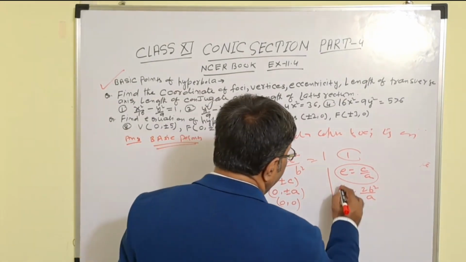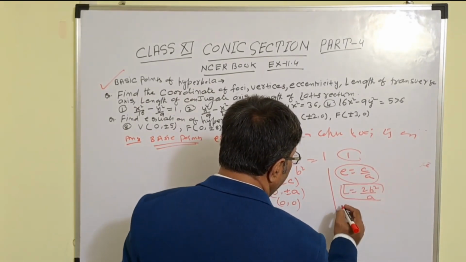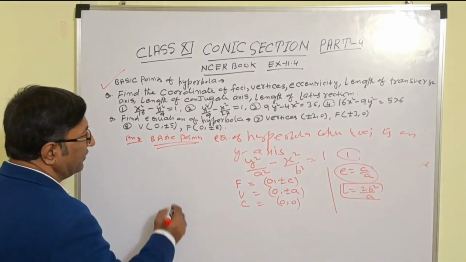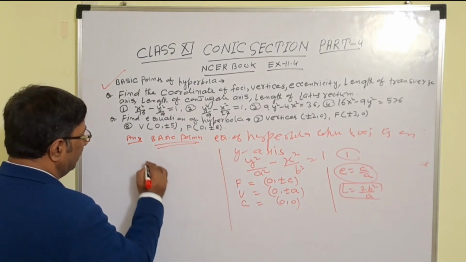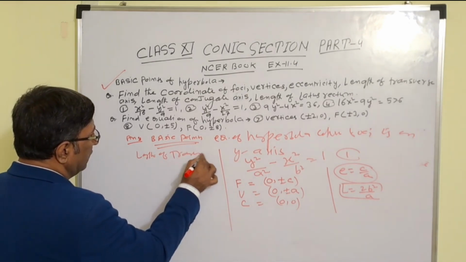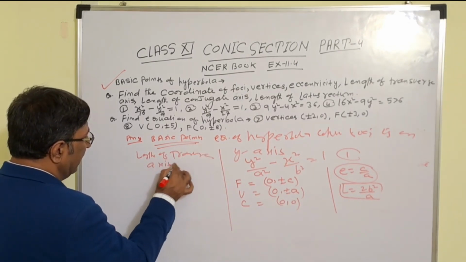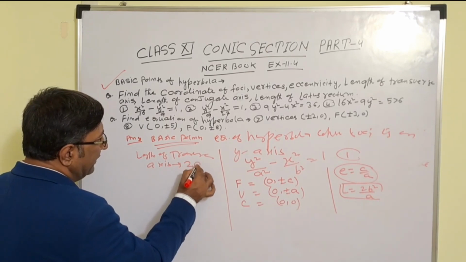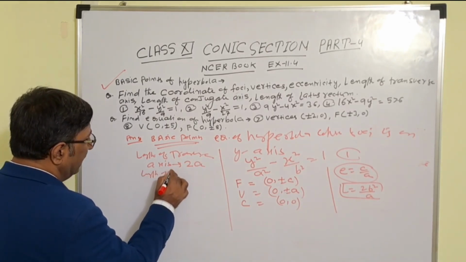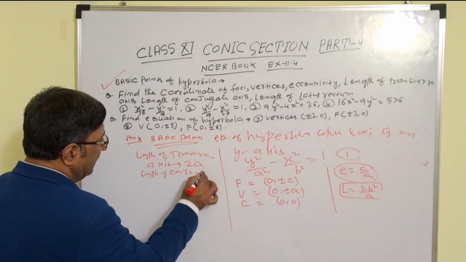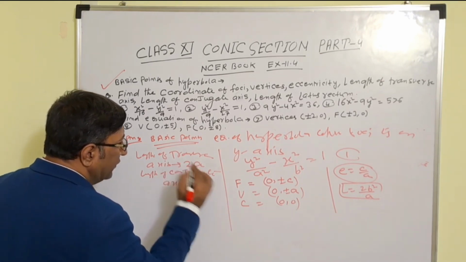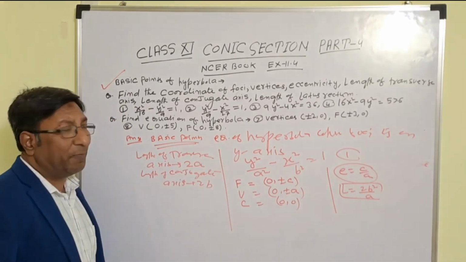In the same way, the length of the major axis and minor axis, that means here the length of the transverse axis. So the length of the transverse axis is again 2a, and the length of the conjugate axis is again 2b.